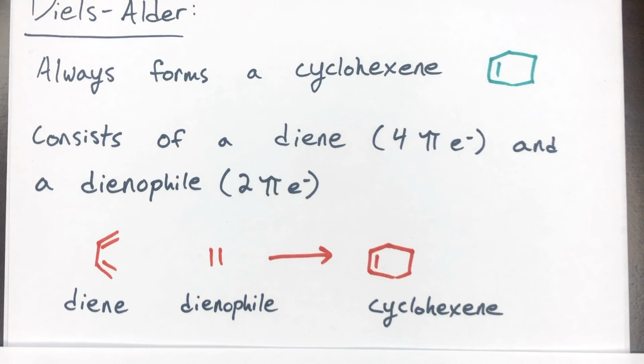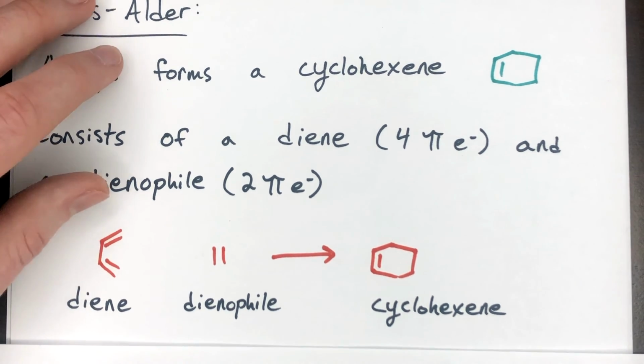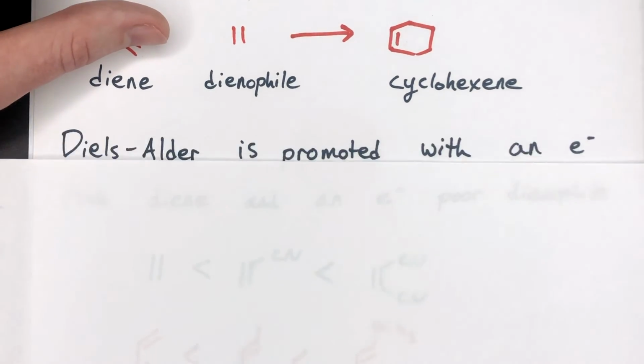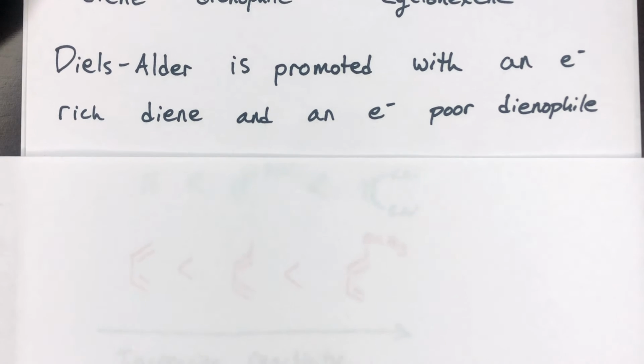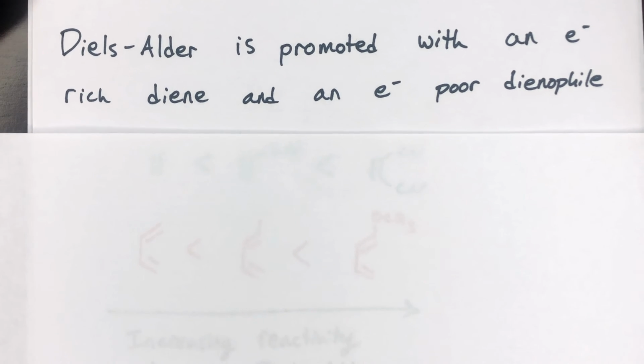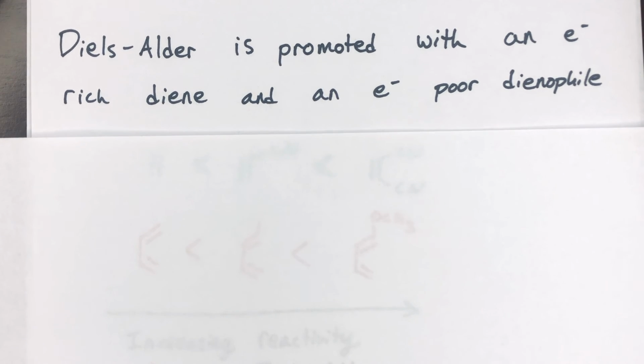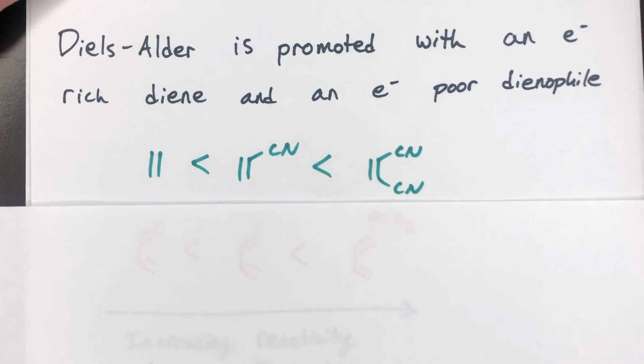So they tried to understand more of the mechanism to understand how to make this reaction more efficient and go faster. And what was found is that the Diels-Alder is promoted, so it occurs more quickly, if you have an electron-rich diene and an electron-poor dienophile. So here is our dienophile then, and we're adding to it electron withdrawing substituents.